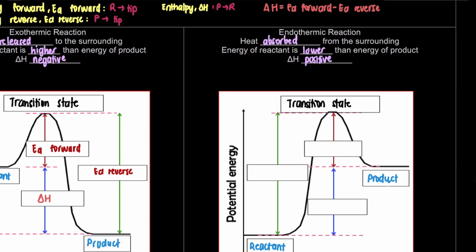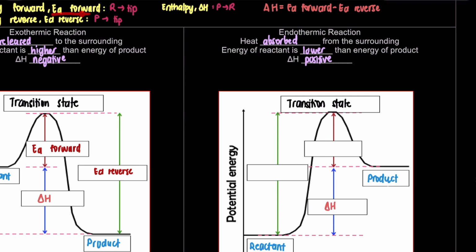So next, let us label the delta H, the EA forward, the EA reverse. So delta H is between product and reactant. So let us check which one is between the product and the reactant. Okay, the blue one here. So between the reactant and the product, we label it as delta H.